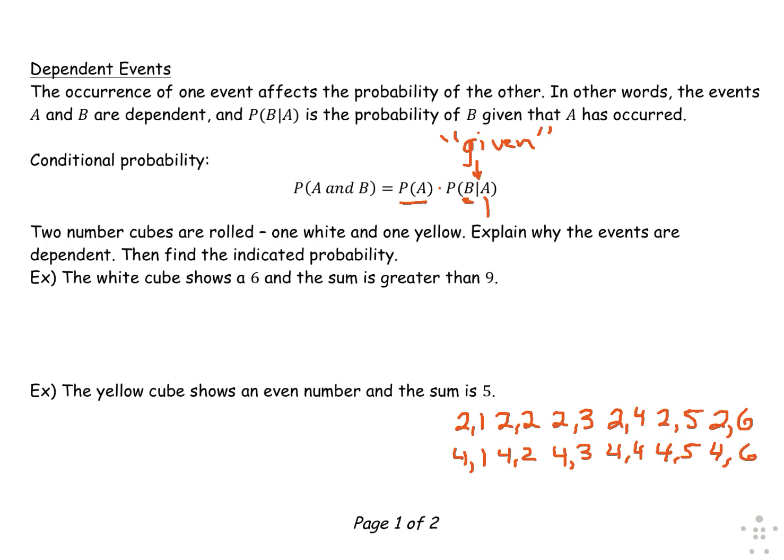The white cube shows a 6 and the sum is greater than 9. The fact that I already know that the first number cube shows a 6, and my goal ultimately is to get a sum greater than 9, they are dependent because if I have a 6 on the white, then I could only roll a 4, a 5, or a 6 on the yellow to get the sum that's strictly greater than 9.